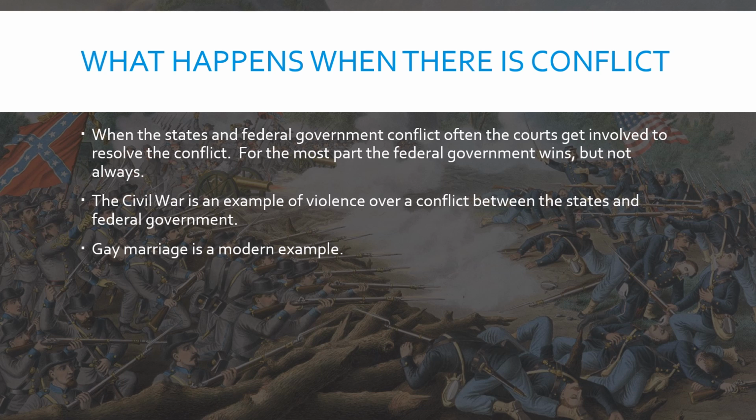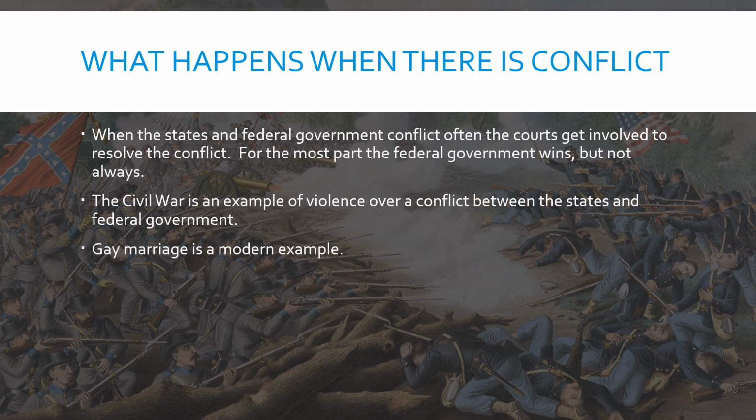Okay, so what happens when there's a conflict? What happens when state and the federal government conflict over issues? Well, that's happened in our history. For the most part, the federal government wins those conflicts, but not always, not always. And a lot of times the courts have to get involved, and the courts have to decide who wins on the issue. Is it the state governments or is it the federal government?